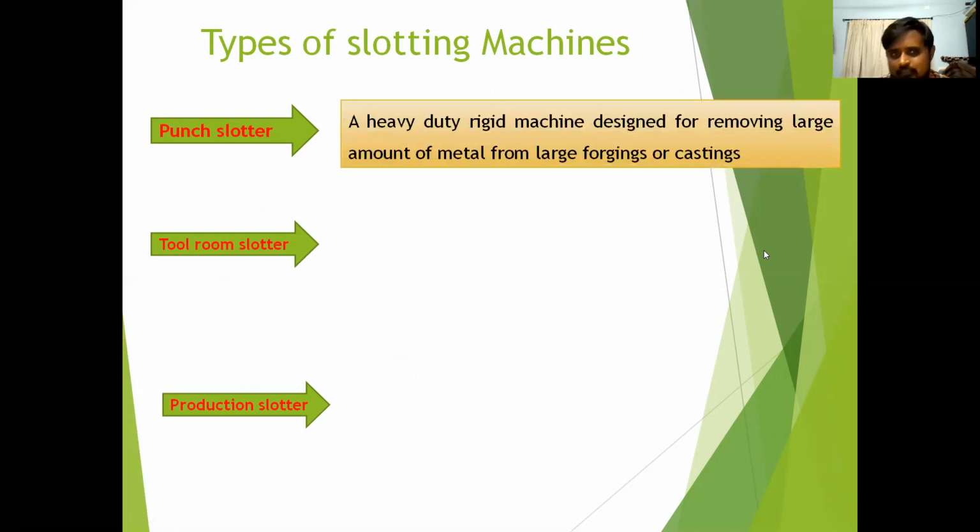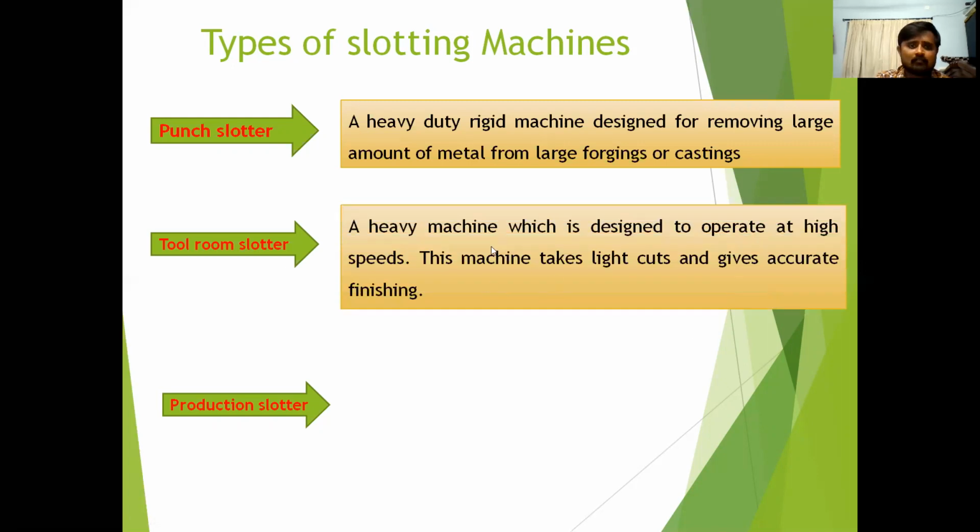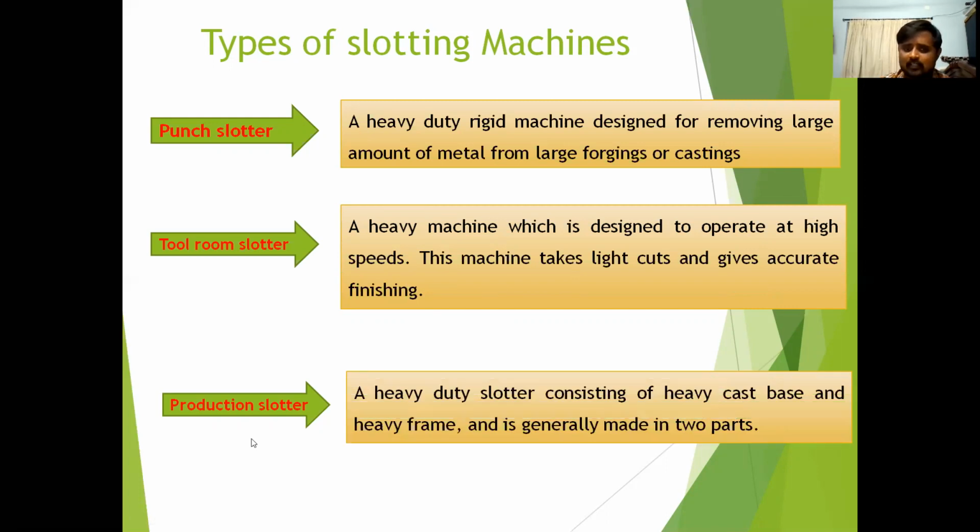The punch slotter is a heavy duty rigid machine designed for removing a large amount of metal from large forgings or castings. The tool room slotter is a machine designed to operate at high speeds. This machine takes light cuts and gives accurate finishing. And the production slotter is a heavy duty slotter consisting of a heavy cast base and heavy frame, and is generally made in two parts. So these are the different types of slotting machines.